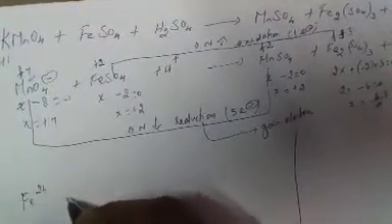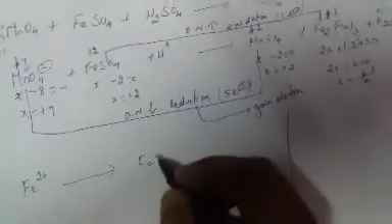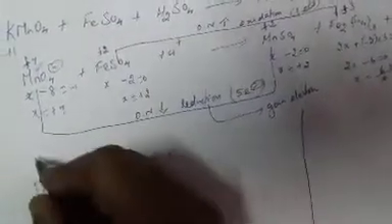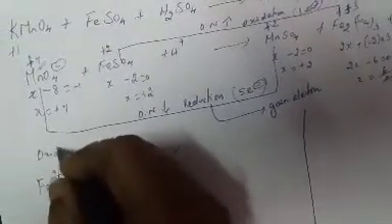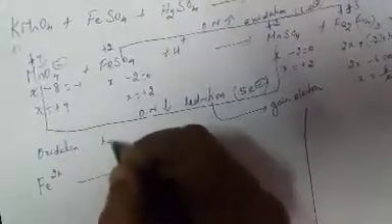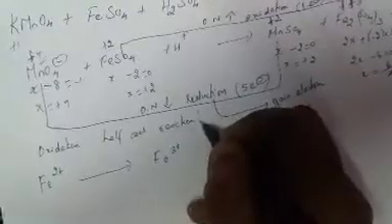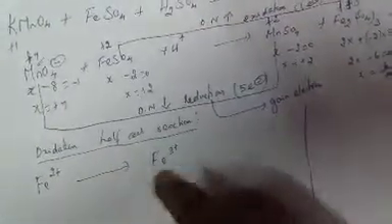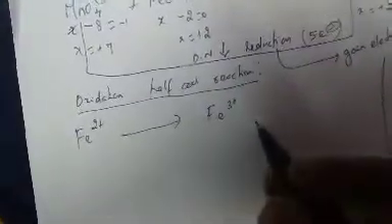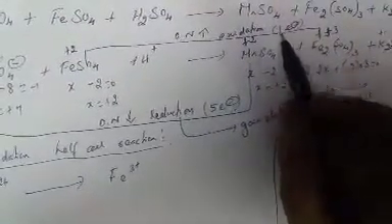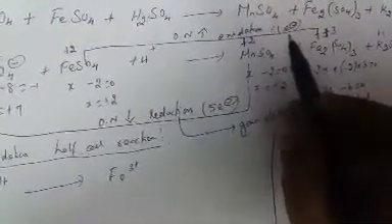Fe2+ is converted to Fe3+. This is the oxidation reaction, therefore it's the oxidation half cell reaction. In the oxidation half cell reaction, Fe2+ is converted to Fe3+. How many electrons does it lose? Oxidation means loss of electrons. It loses 1 electron, so you put plus e-, 1 electron.